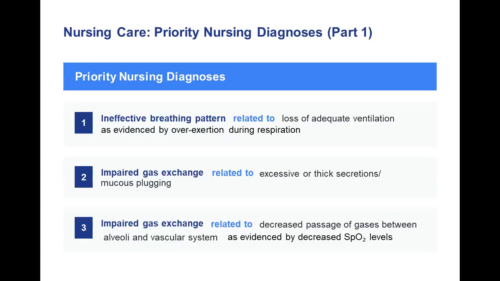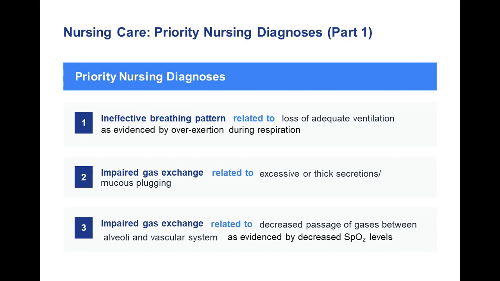Transitioning now to the nursing care phase, your assessment directly informs your priority nursing diagnosis. These are three of the most critical. Diagnosis 1, ineffective breathing pattern. This is linked to the loss of adequate ventilation and is evidenced by your observation of overexertion and excessive muscle use. Interventions focus on reducing effort and improving mechanics.